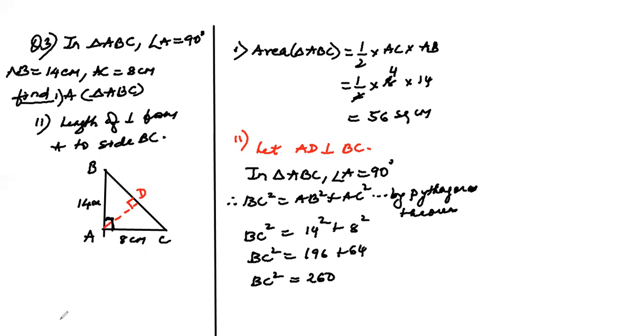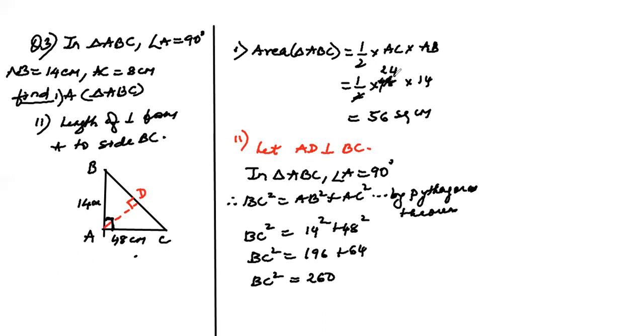And AB is 14, and AC is, I'm so sorry, children, AC is 48 square. What is AC here? 48.